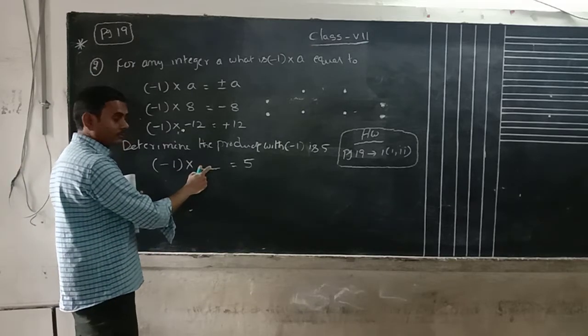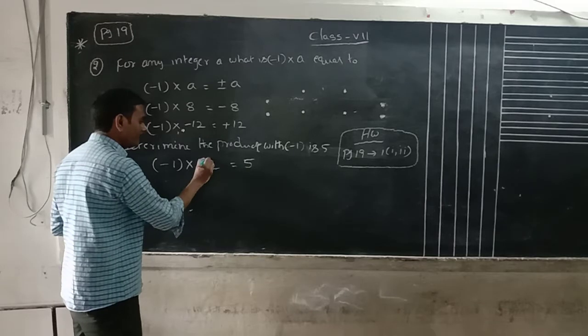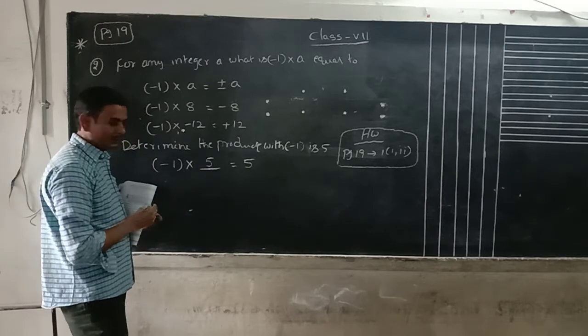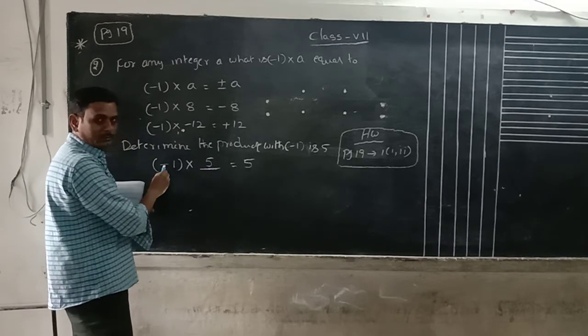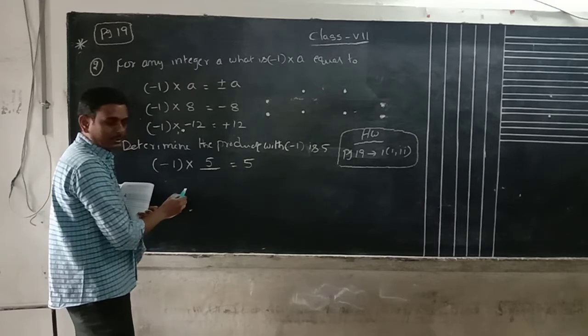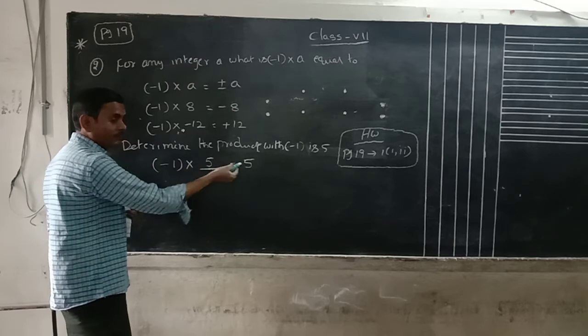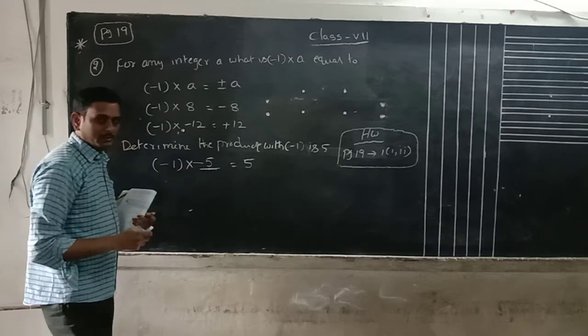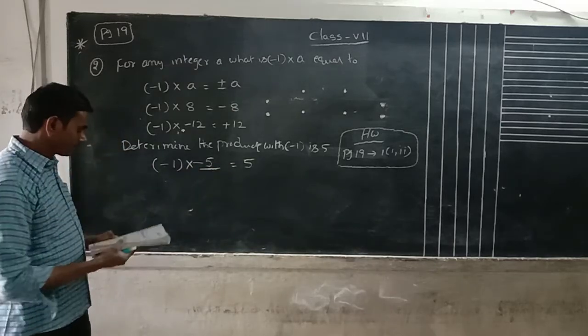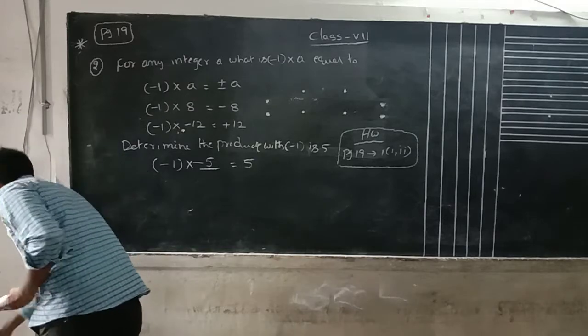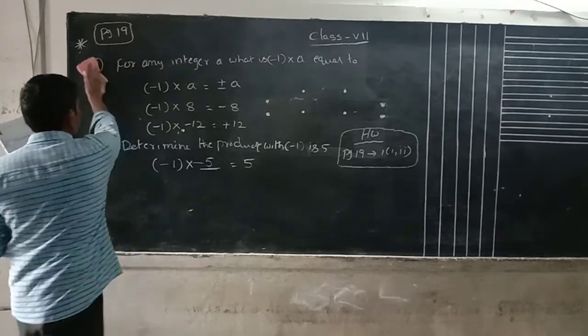Which number should multiply to get 5? 1 into 5 is 5. But here, with minus 1, we get a minus sign, but here we got a plus sign. If you want to get a plus sign, what do we have to do? Minus into minus only will give plus. So here it is minus 5. Okay, next we go for the third one.